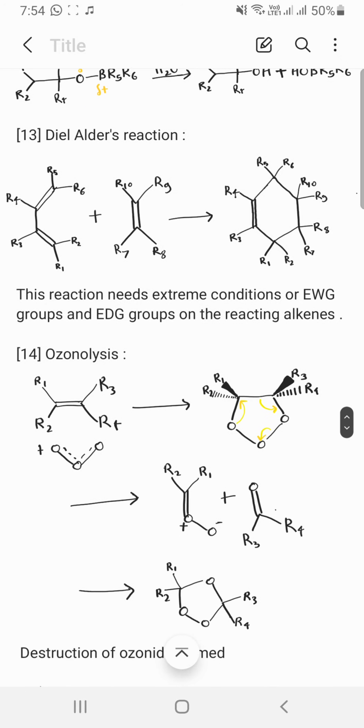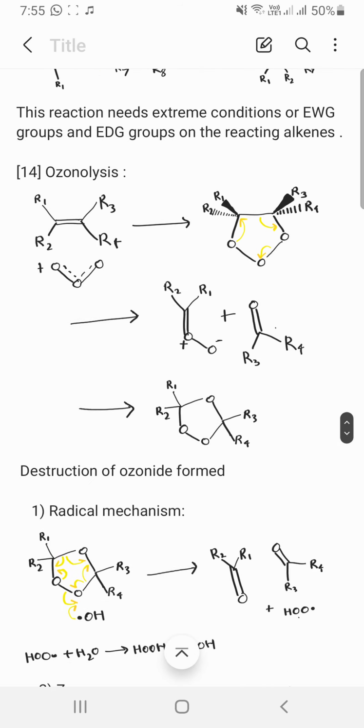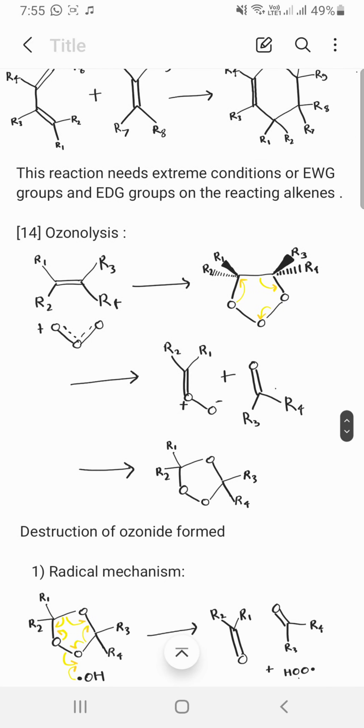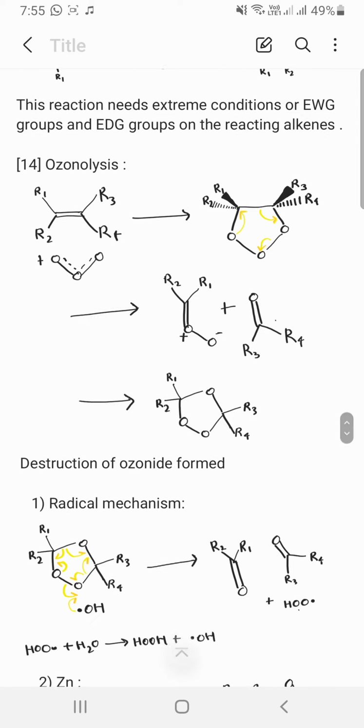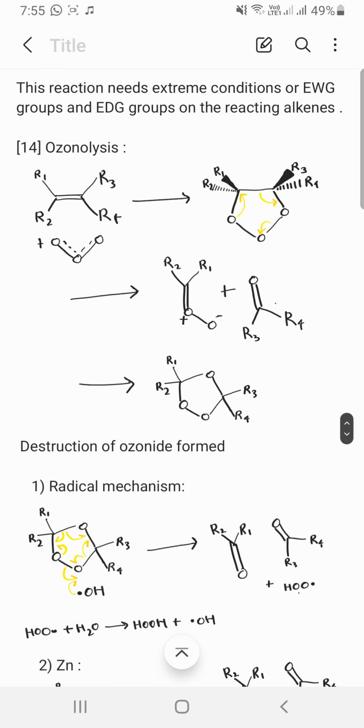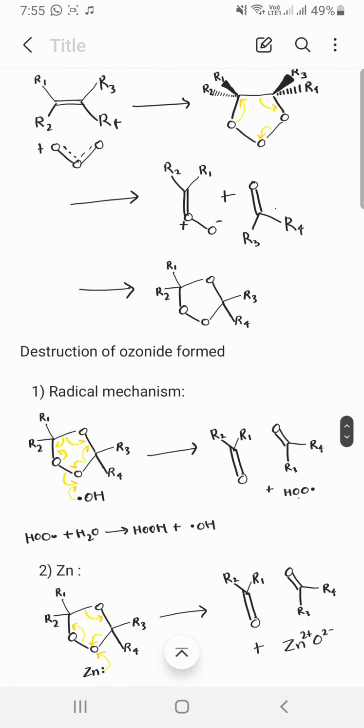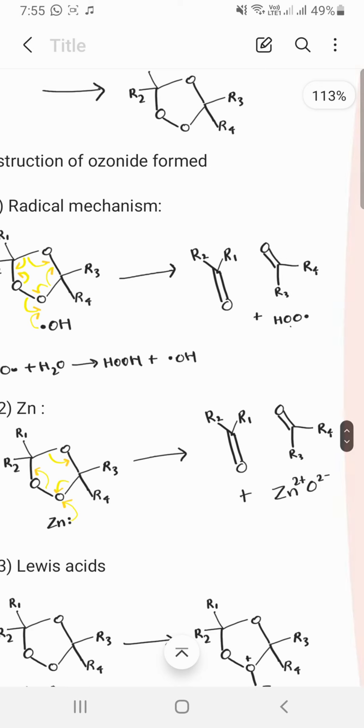Next, Diels-Alder reaction. Okay, that's fine. Ozonolysis, that's important. Ozonolysis is really important. So in alkene ozonide, it's very stable. For alkyne ozonide, it's unstable, and it does not need anything to react with in order to open. Basically, this ozonide does need something to react and open with.